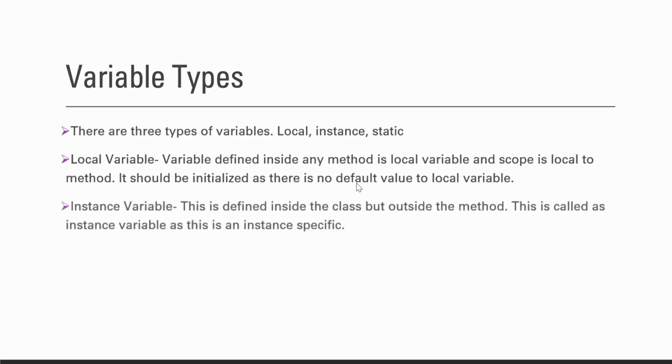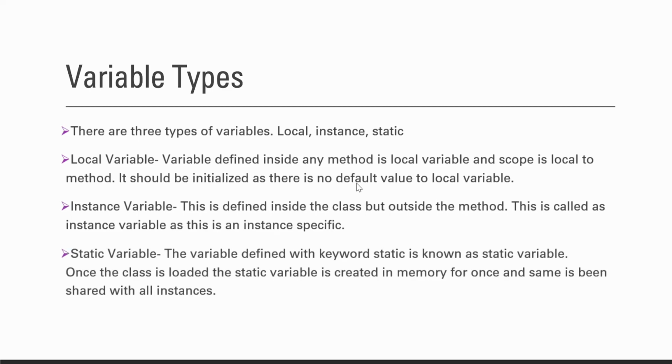Next is your instance variable. Any variable defined inside the class but outside the method will be your instance variable. Now the last one is static variable. The variable defined along with the static keyword will be your static variable. Now I will explain each and every type of variable by using some program.